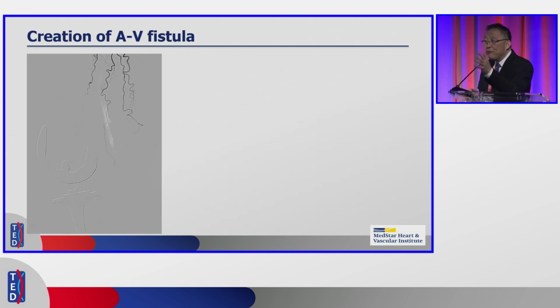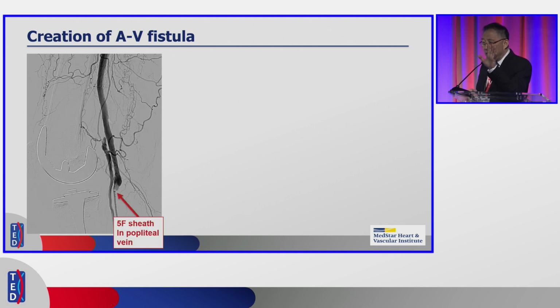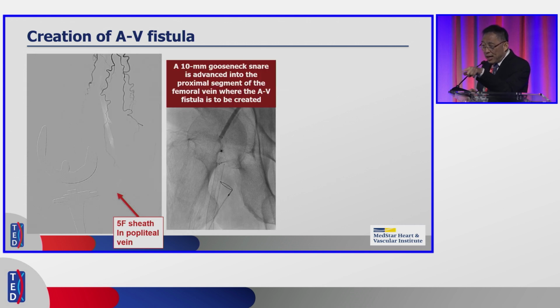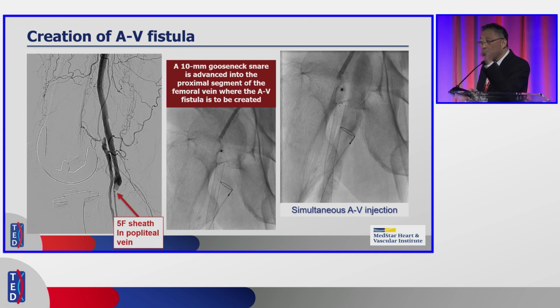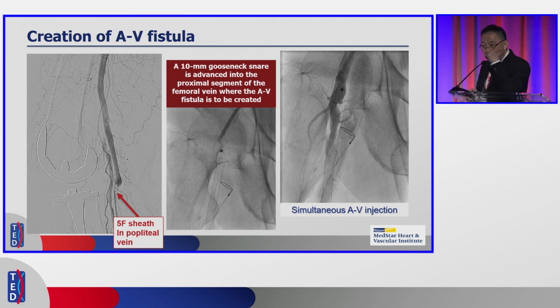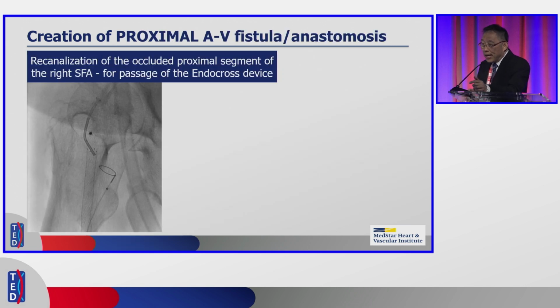So creation of AV fistula. Proximally, this is very easy, right? So like I said, we get the venous access and you inject, right? And you can see that I injected and you see the proximal vein all the way to the top, right? And then the first thing we do is you put the snare up there in the common femoral vein, in the superficial femoral vein.